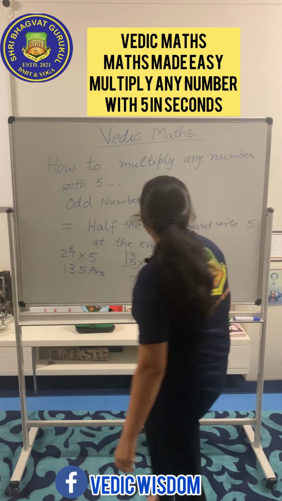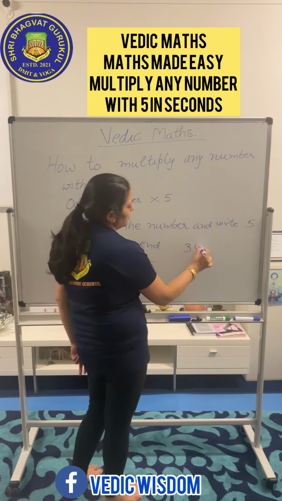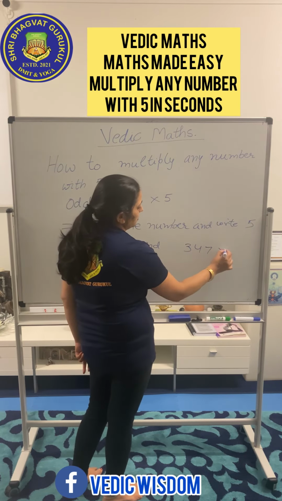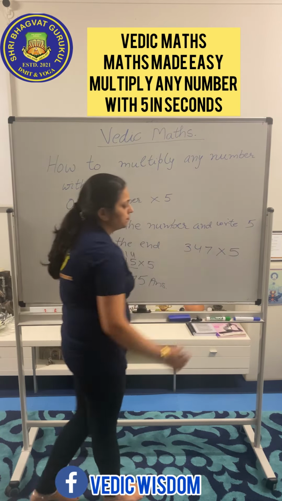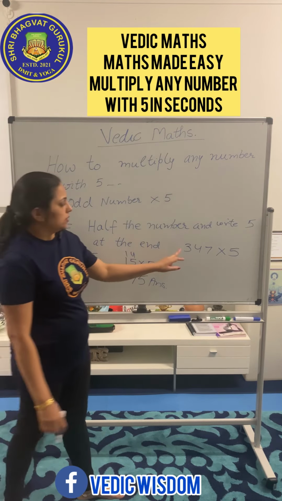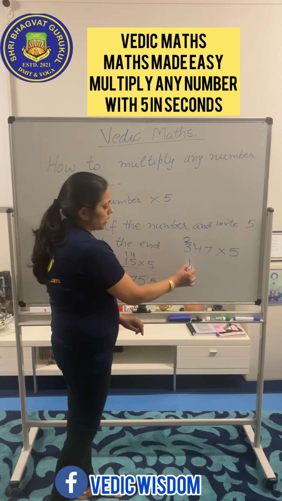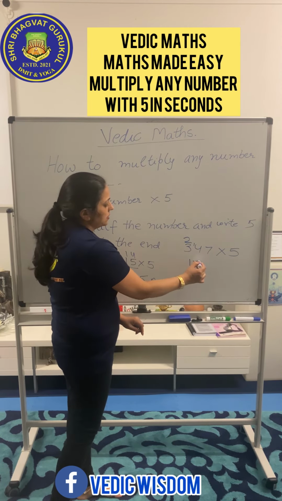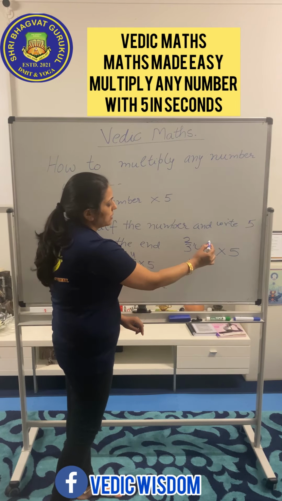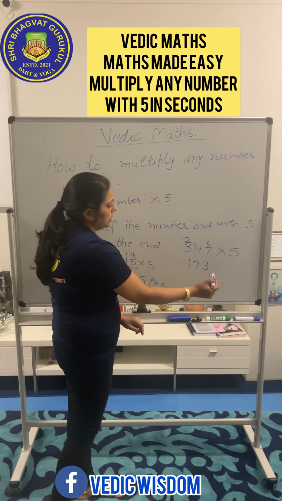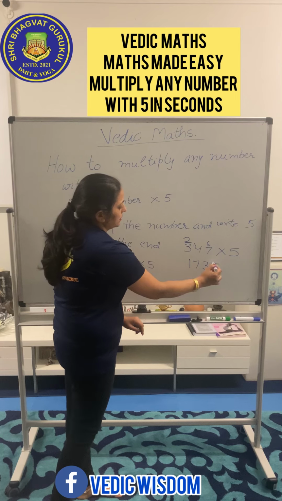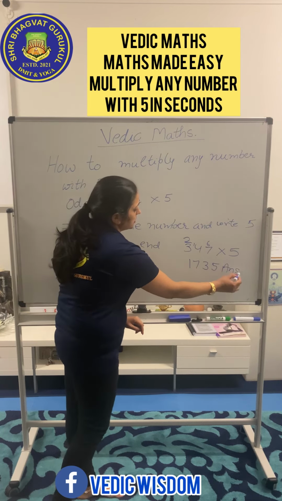Let's take big numbers. 3, 4, 7 multiplied by 5. Now 3's half, we can't make 3's half, so we will put 2 and 1 carry over here. So 2's half is 1. 14's half is 7. 7's half we can't, so we will do 6's half, which is 3, and then we put 5 at the end. That is the answer.